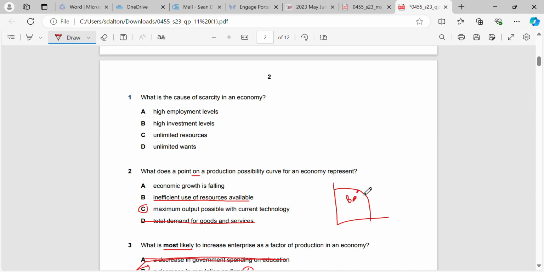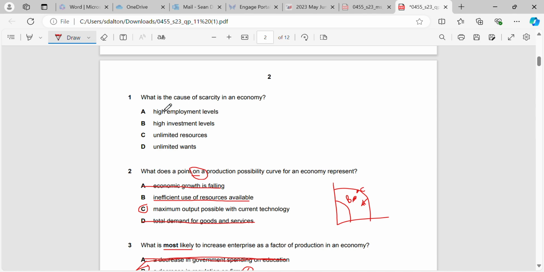We're on the curve. We're using every resource we have available. And economic growth is falling. That might be represented by an inward shift. So we move on to a new line. That would be for A. But it's not on a PPC.